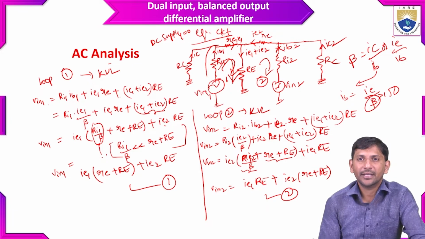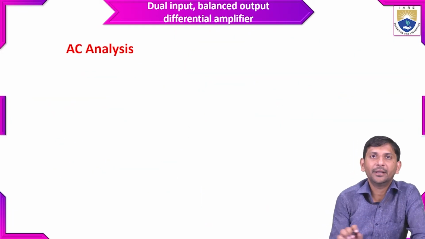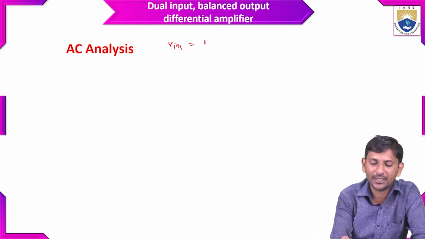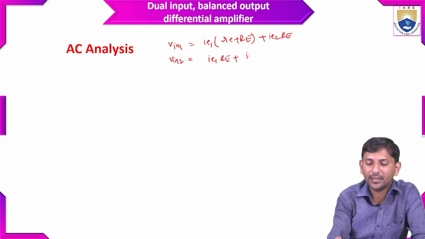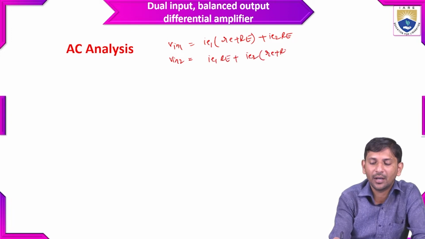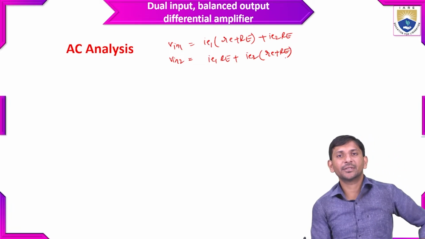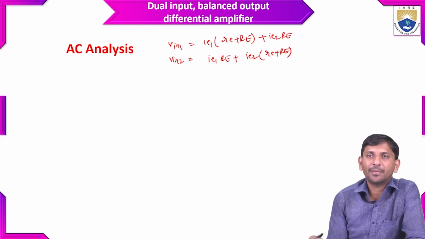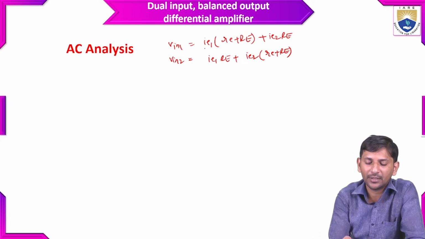Clear? So next, let me write these two expressions once again. Vin1 can be represented as IE1 into (Re plus capital Re) plus IE2 into capital Re. In a similar way, Vin2 is represented as IE1 into capital Re plus IE2 into (Re plus capital Re). So these are the two expressions for the input voltages Vin1 and Vin2. By doing some mathematical analysis, we can calculate our IE1 and IE2 values.